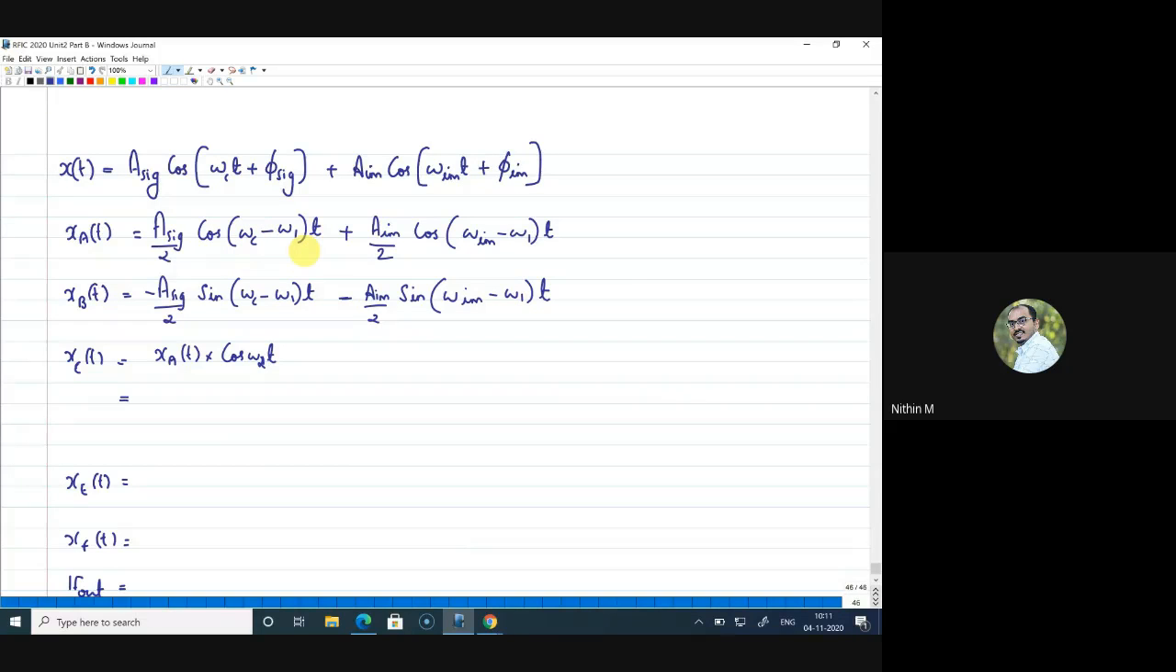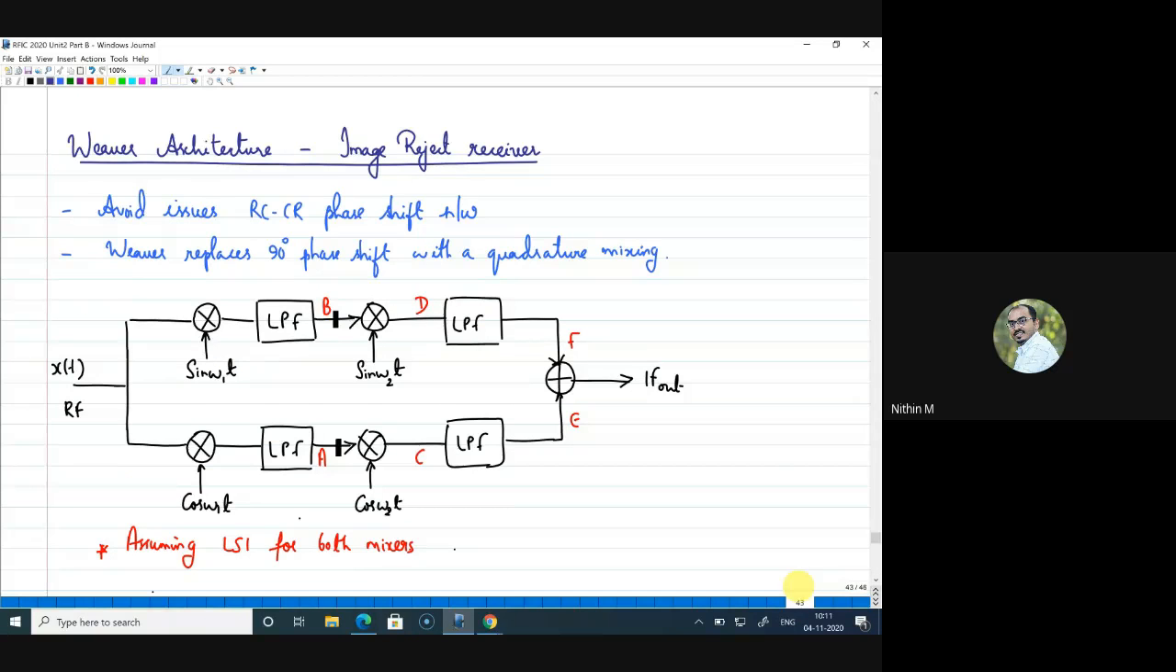Now I am multiplying with cos omega 2t and I am writing the components before filtering. So the points marked as c and d are before filtering. Why am I writing these points? It is just to analyze the higher frequencies there. So understand what a higher frequency is, and then we'll eliminate those components, and there we will write the components at E and F, right?